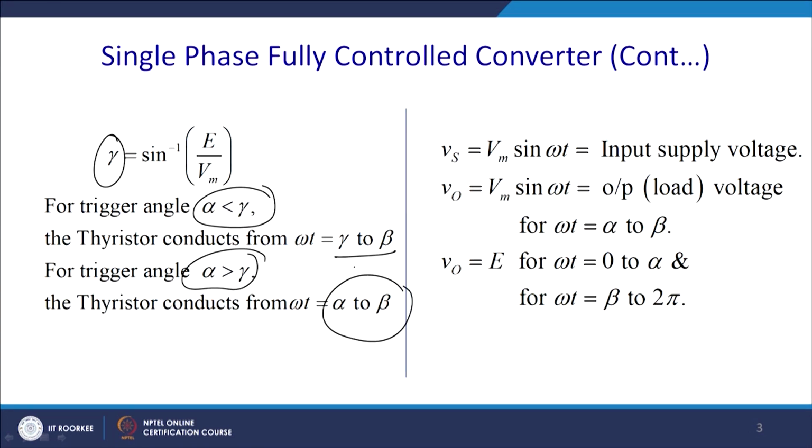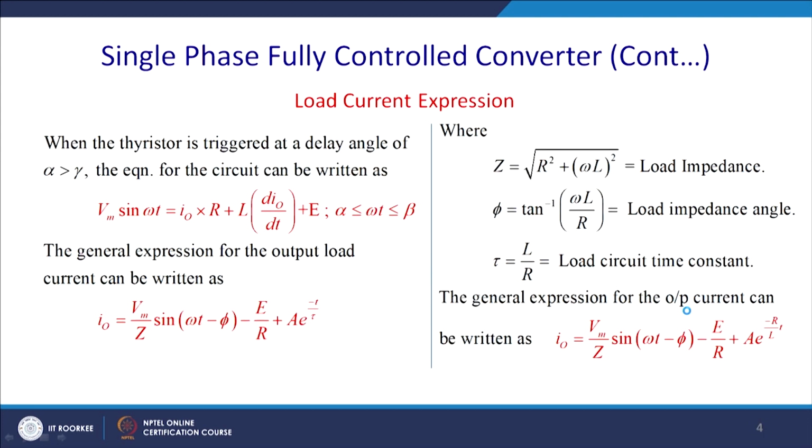So, Vs equals Vm sin omega t is the input voltage, V0 equals Vm sin omega t is the output voltage for alpha to beta, and V0 equals back EMF for omega t equal to 0 to alpha, and also for the negative half cycle, that is beta to 2 pi. So, we can find out the conditions, and we can write the differential equations to find out the load current, and its profile has been shown in the waveform.